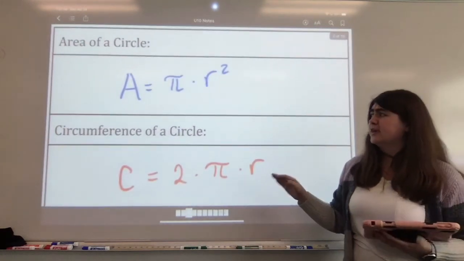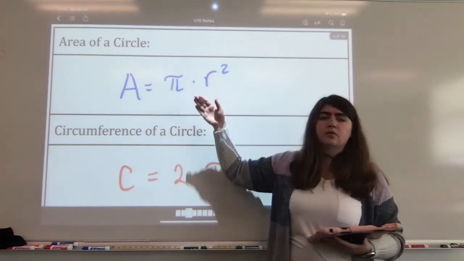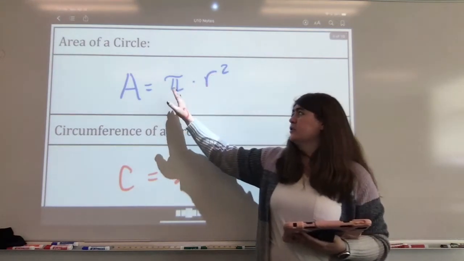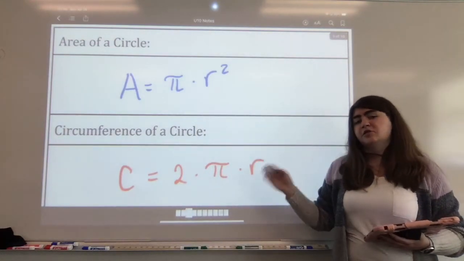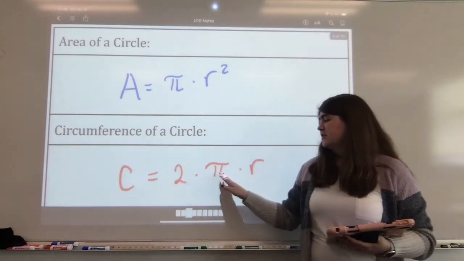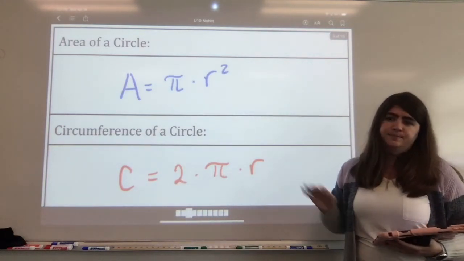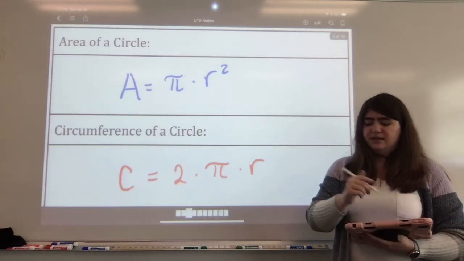So the formula for the area of a circle is A is equal to pi times r squared, or in other words, I have area is equal to pi times the radius squared. The formula for the circumference of a circle is the circumference is equal to 2 times pi times the radius. Alright, so now we're going to go ahead and solve for some examples.